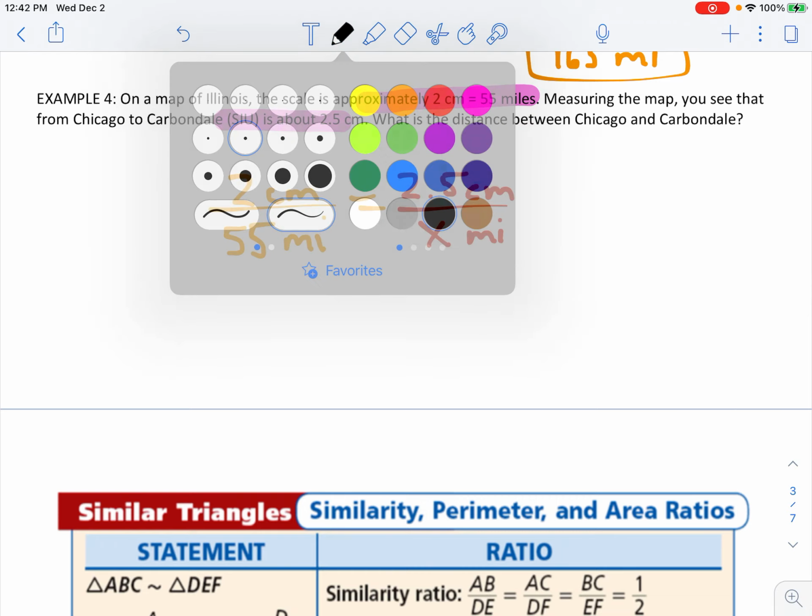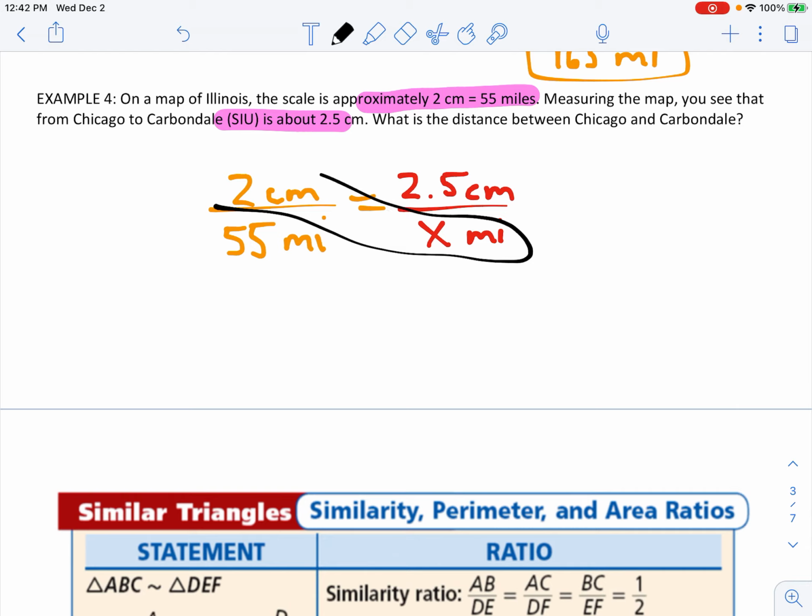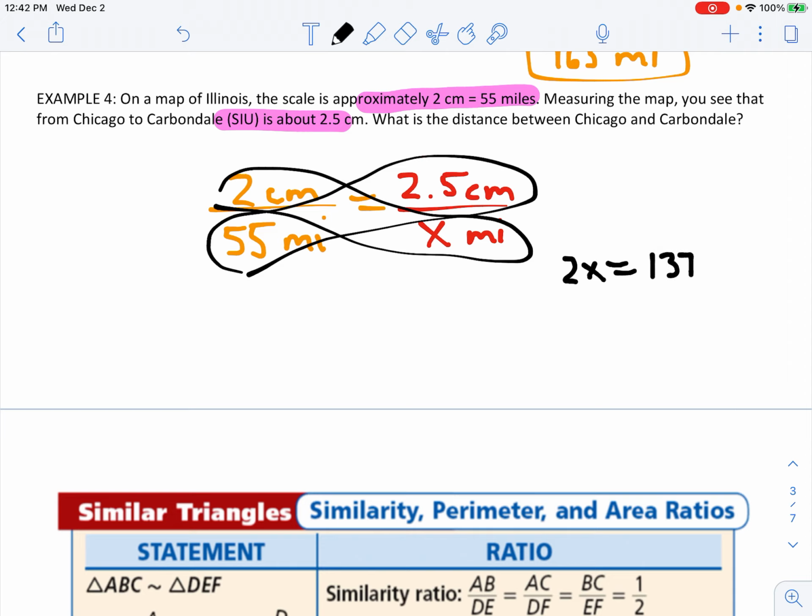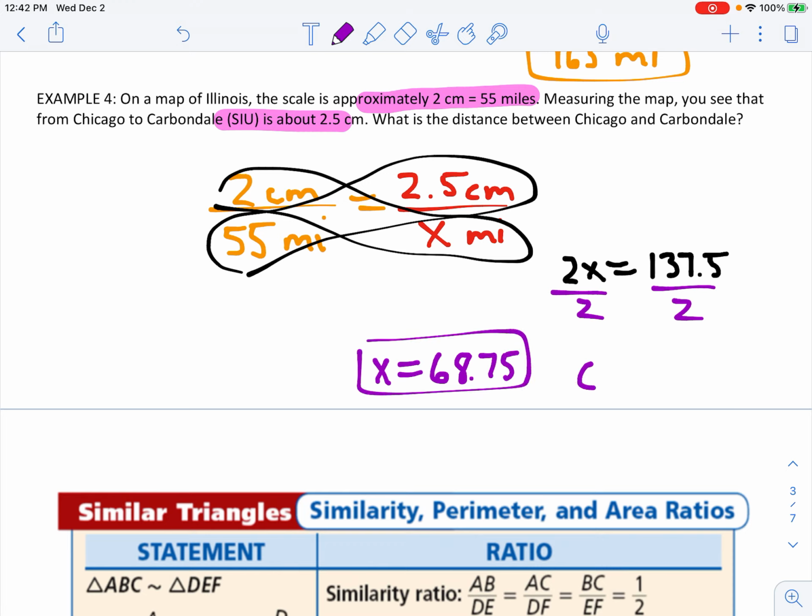If I cross multiply this, 2 times x will give us 2x. 55 times 2.5 will give us 137.5. Solve it, divide both by 2, and I get x to equal 68.75. Now remember, that's next to the miles, so technically it's 68.75 miles.